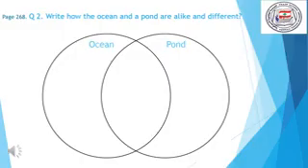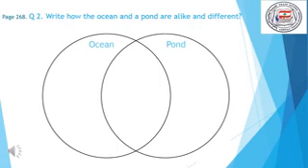Now we're going to solve on page 268 question number 2. Write how the ocean and a pond are alike and different. So we're going to solve it as a Venn diagram. So I want you to copy it on your copybook so you can draw the Venn diagram.